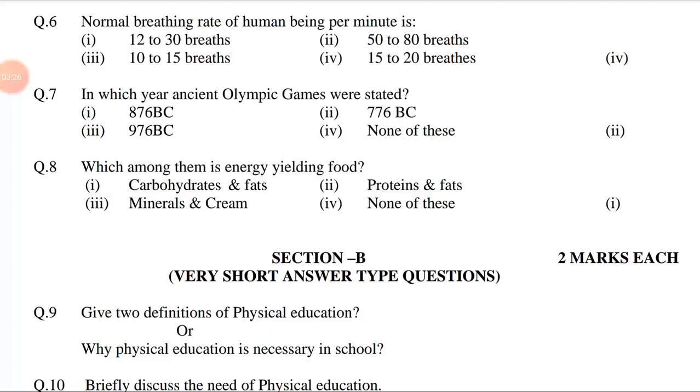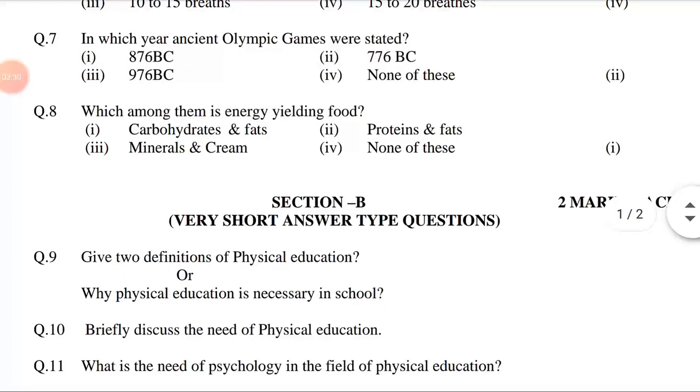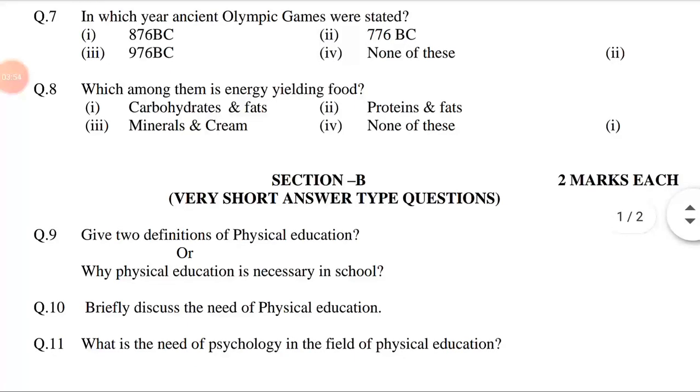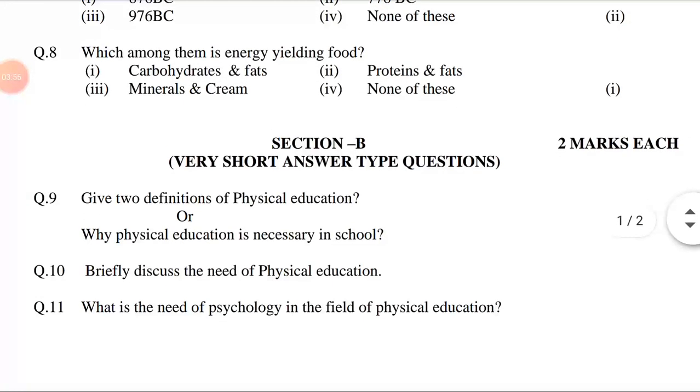Question number 7. In which year ancient Olympic games were started? Option first 876 BC, second 776 BC, third 976 BC, fourth none of these. Answer is option second 776 BC.